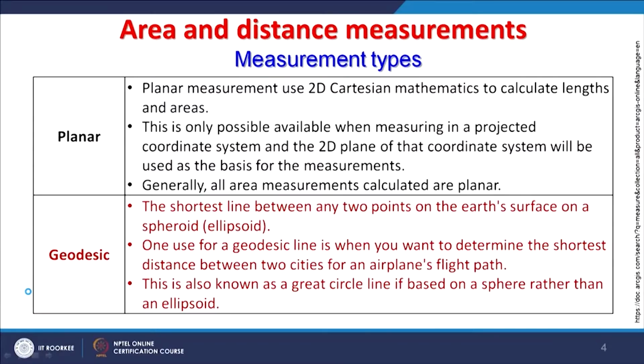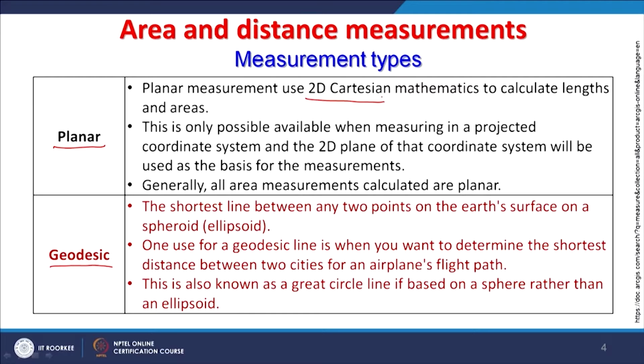We can have one kind of measurement, which is planar measurement, and another, which is geodesic measurement. Planar measurement means basically doing the measurements in 2D. For example, like we use survey topo sheets or any other map which are in a 2D Cartesian system, and therefore calculating area, perimeter or distances becomes much easier and accurate as well.